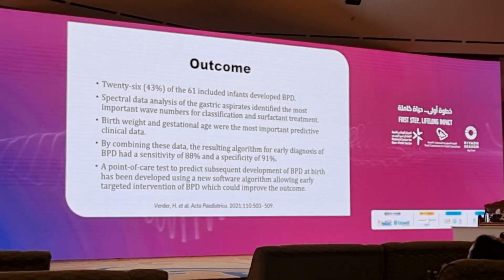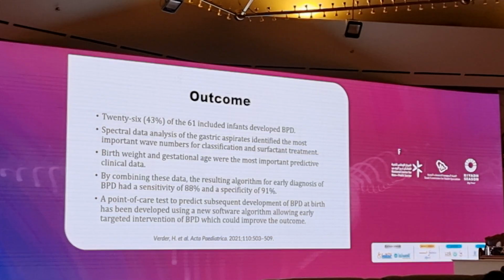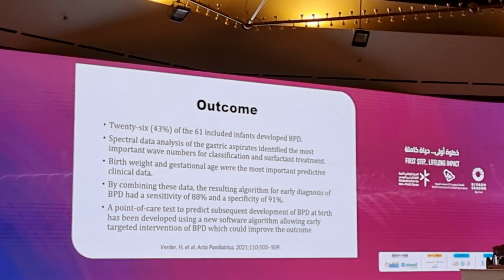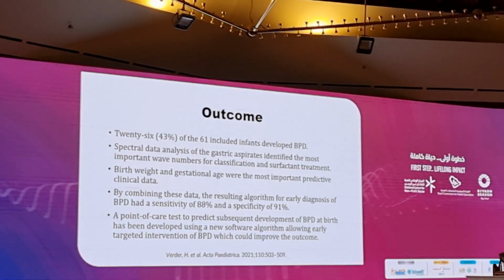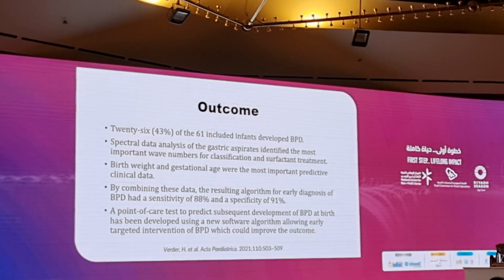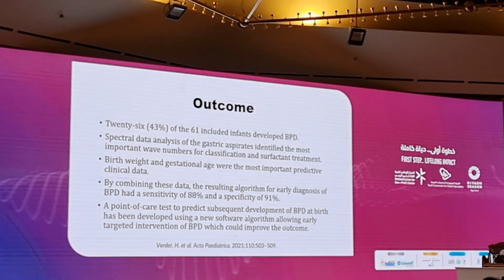The birth weight and gestational age were the most important predictive clinical data, but by combining that clinical data with the spectral data, they were able to get a sensitivity of 88% and specificity of 91%. And so they thought that they had a reasonable point of care test that, put together with the clinical data, they could help predict BPD.